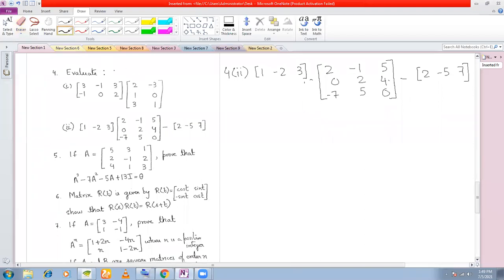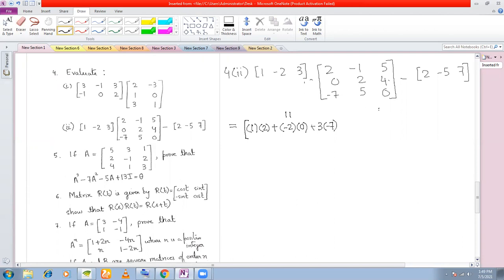Okay, so let us continue with this multiplication of these two. How will you multiply these two? Multiply the only row that is here in the first matrix with the first column to get 1 into 2 plus -2 into 0 plus 3 into -7. So you get the 1, 1 entry because you have multiplied the first row of the first matrix with the first column of the second matrix.